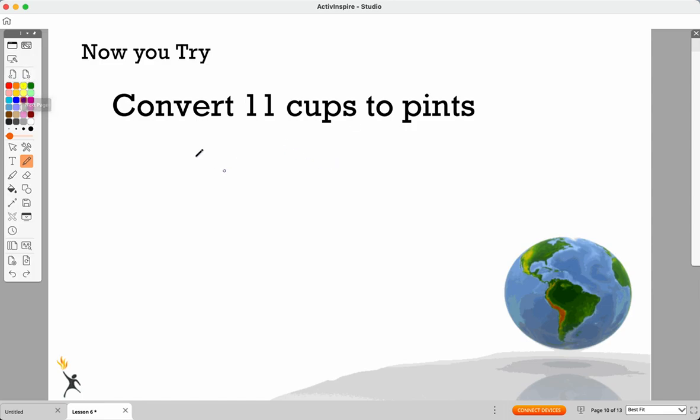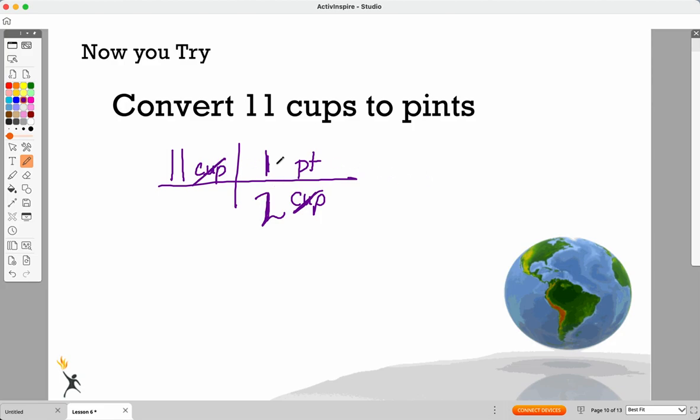All right, so let's take a look at this one again. It's that 11 cups. Go back to the railroad tracks for just a second. I need cups down here and pints up here, because that's what I want to end up with. What I want to end up with is by itself. These two will cancel. 2 cups is 1 pint. So 11 times 1 is 11 over 2. We're going to simplify that down to 5 1/2 pints.